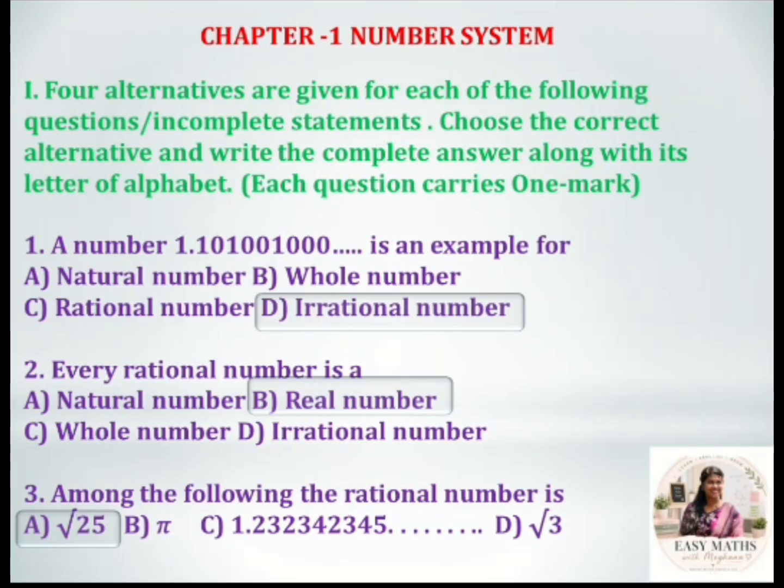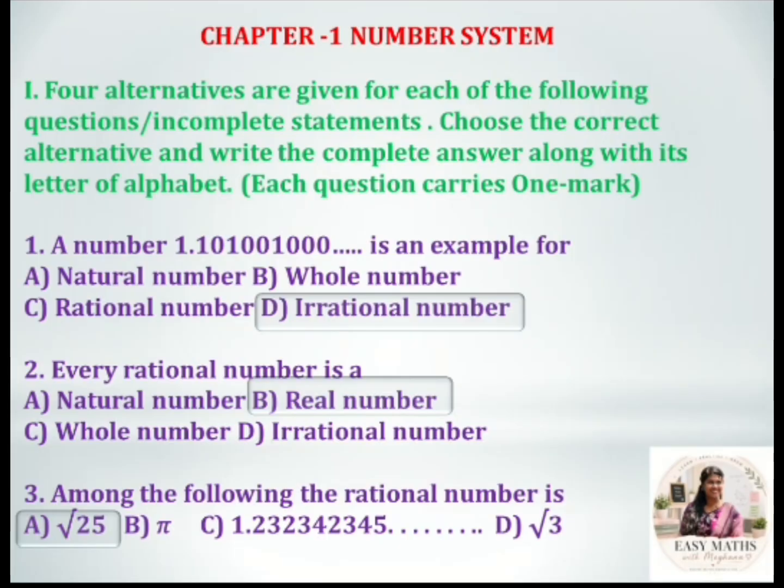First question, the number 1.10100100 and so on is an example for irrational number, because the number 1.10100100 cannot be represented in the form of p by q where q is not equal to 0. Therefore, the answer for the first question is irrational number.